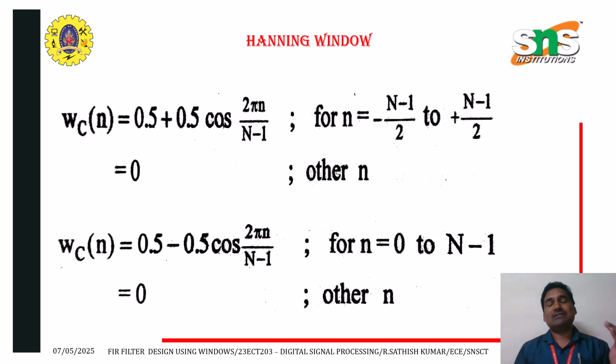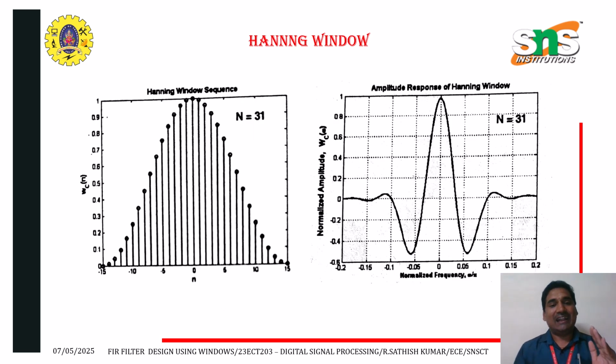It can be defined as WHn of n is equal to 0.5 plus 0.5 cos of 2 pi n by (N minus 1) for n is equal to minus (N minus 1) by 2 to plus (N minus 1) by 2, 0 for other n. Else, WHn of n can be defined as 0.5 minus 0.5 cos of 2 pi n by (N minus 1) for n varies from 0 to N minus 1, 0 for other n. This is the Hanning window sequence with N is equal to 31.